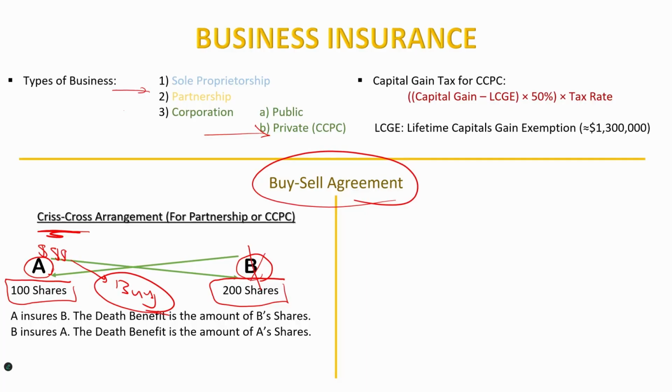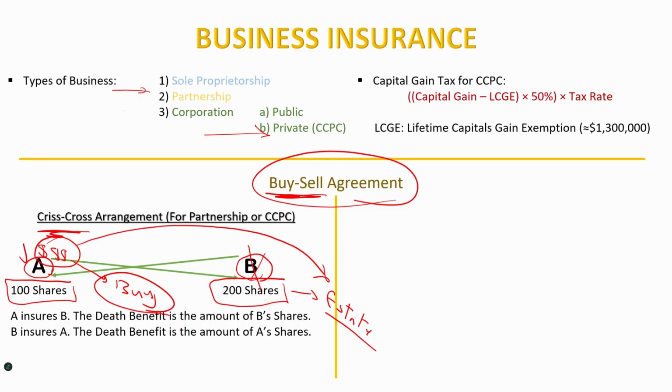Okay, so the insurance company is going to pay the money to A. They're not going to pay the money to B's estate to pay for the shares. That is A's responsibility to do, right? Because these shares are going to go into the estate of the deceased, right? And then based on the buy-sell agreement that they have, and with the death benefit that A received from B's death, they're going to pay the estate and they're going to get the shares. That's how it's going to work.